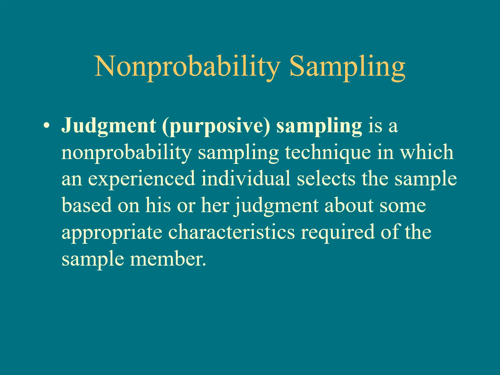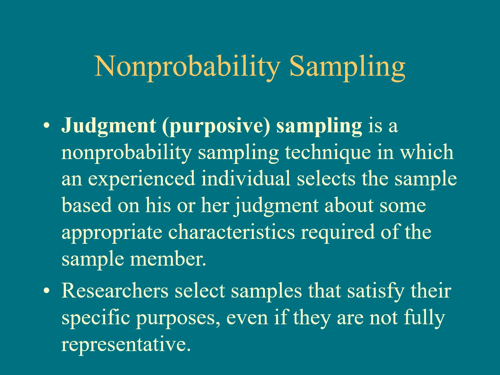Judgment or purposive sampling is a non-probability sampling technique in which an experienced individual selects the sample based on his or her judgment about some appropriate characteristics required of the sample member. Researchers select samples that satisfy their specific purposes, even if they are not fully representative.